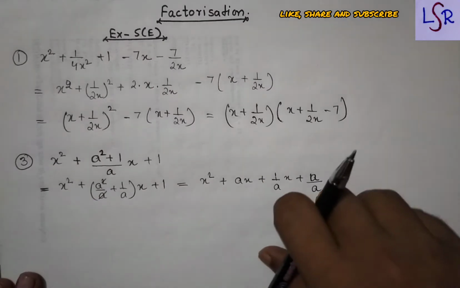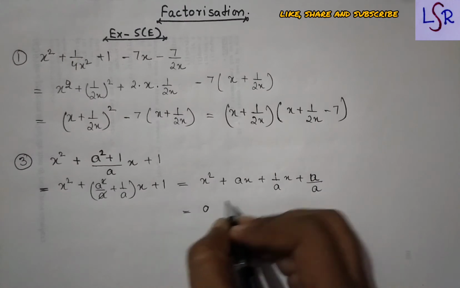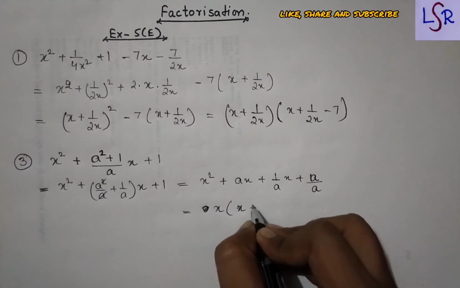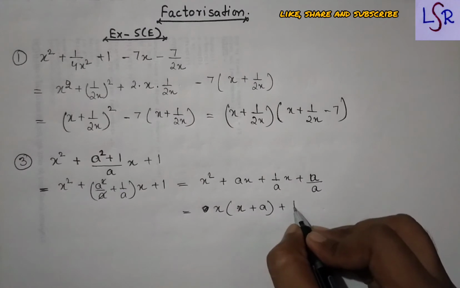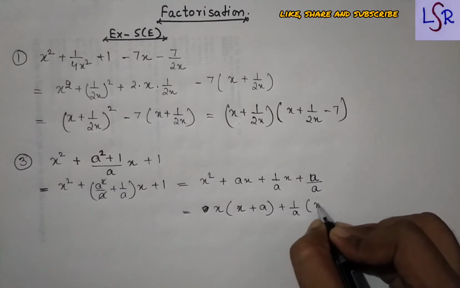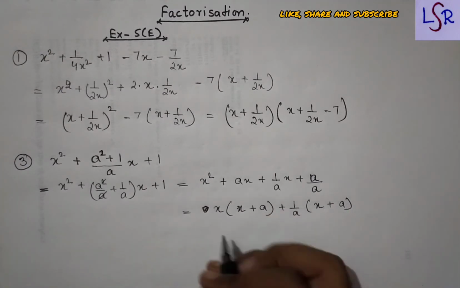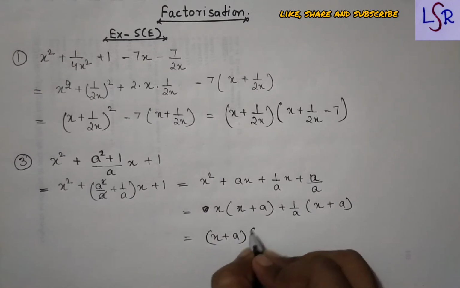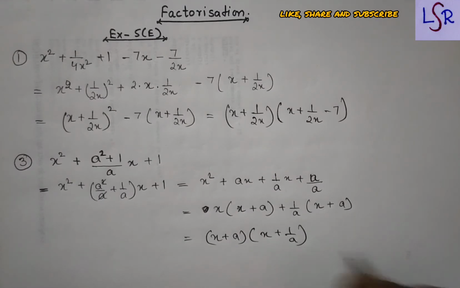Now we are going to take a common of ax from the first two expressions. That is, we can take only x, and we're left with x plus a, and from these two we can take a common of 1 upon a, and we're left with x plus a. Now we can take x plus a as common, and in the first bracket we've got x plus a, and the second bracket 1 upon a. That's the solution for this question. Now let's see question number 5.